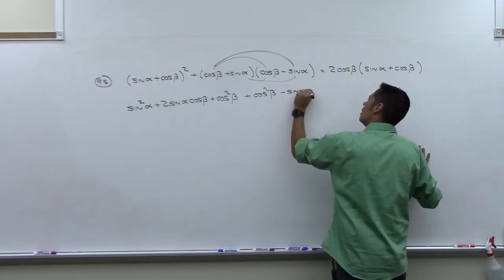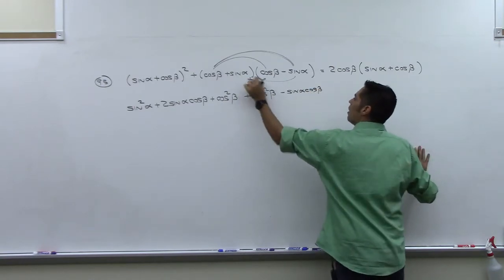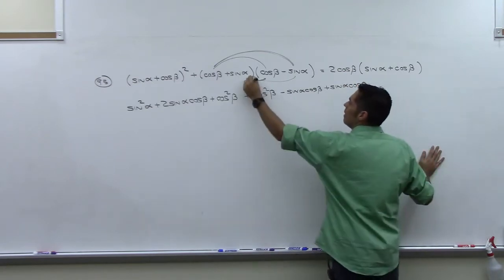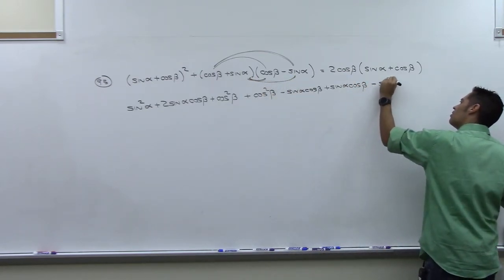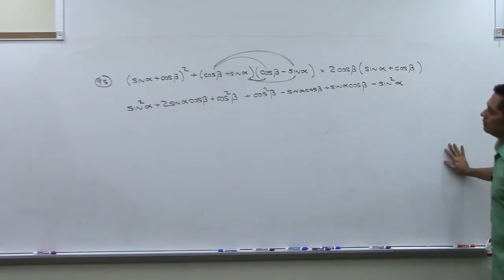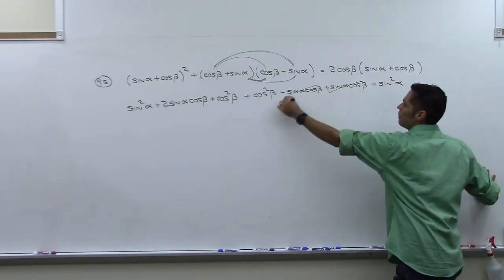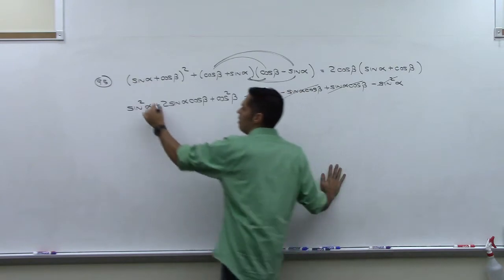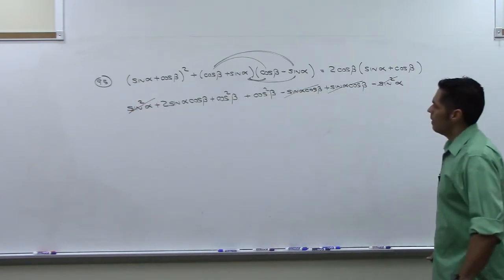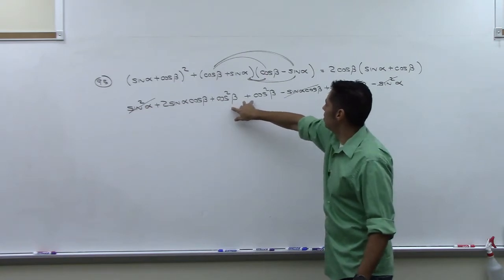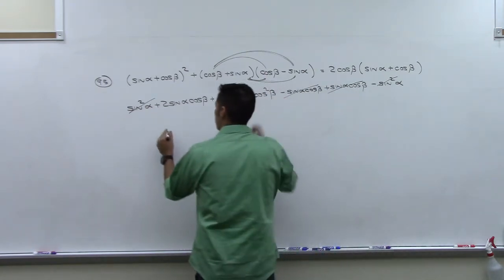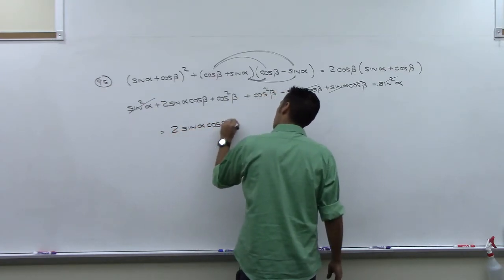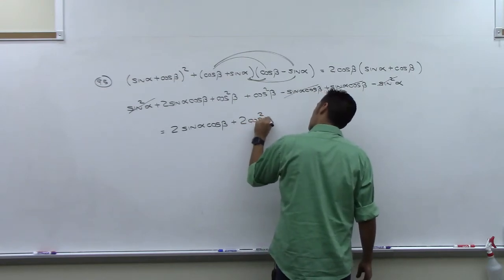So sine alpha, cosine beta. And when I do this one right here, I get a plus sine alpha, cosine beta. Those will go away. And then my last one, I'm going to have a negative sine squared alpha. All right, so these are gone. Ooh, look, sine squared alpha, they're gone. And I have a cosine squared beta and cosine squared beta together. Add those, we have 2 of them. So this should be 2 sine alpha cosine beta plus 2 cosine squared beta.